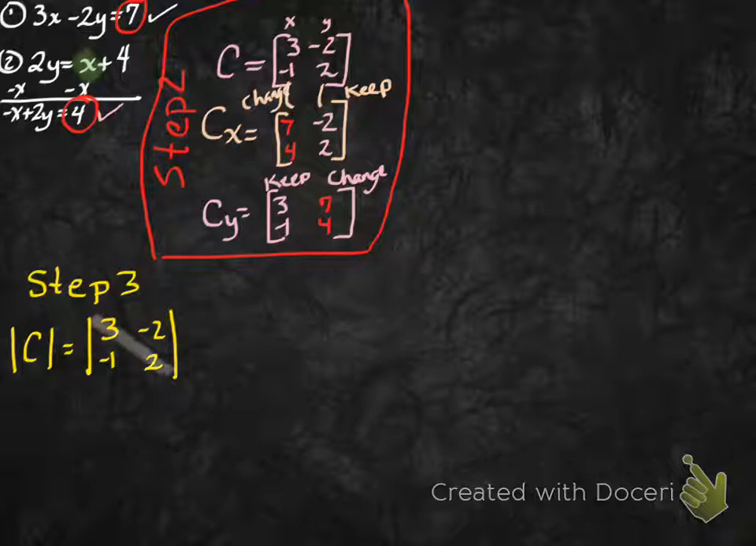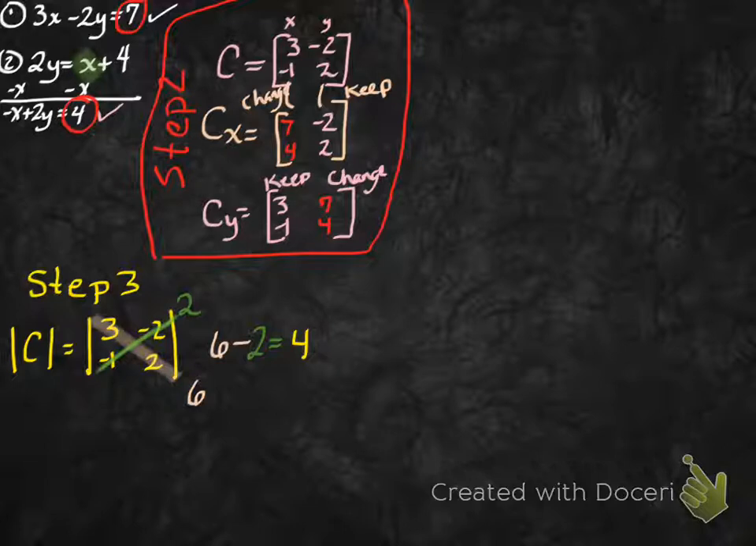So my first down is 6, my first up is 2. So downs minus my ups gives us a total of 4.